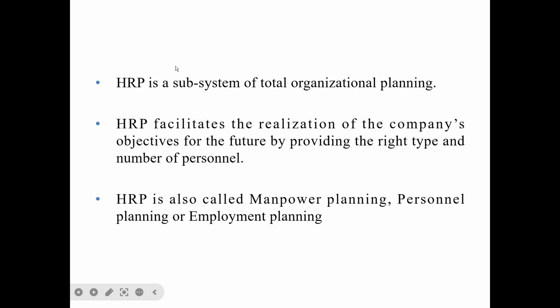It is a subsystem of the total organization planning. What facilities does planning provide? It facilitates the realization of the company's objectives for the future by providing the right type and number of personnel. It is also called manpower planning or personnel planning.